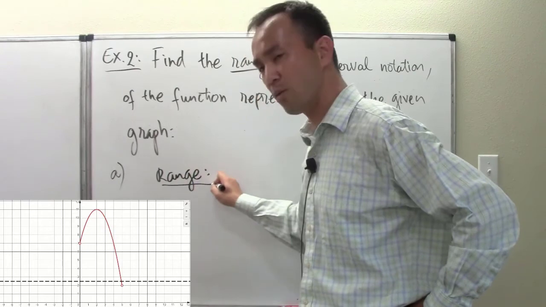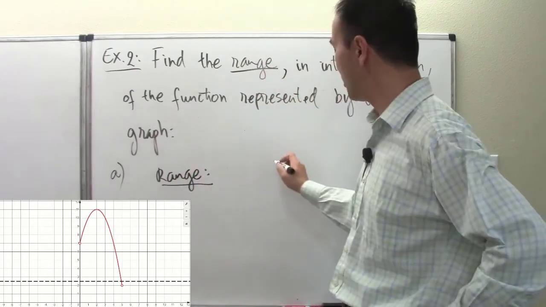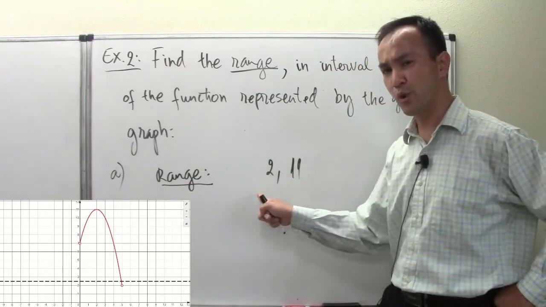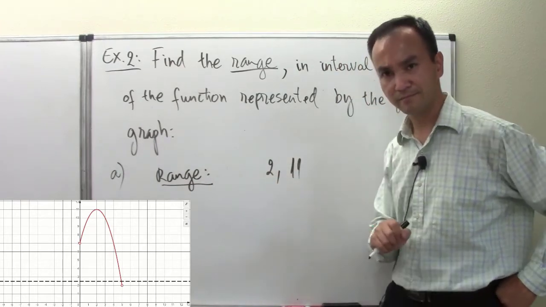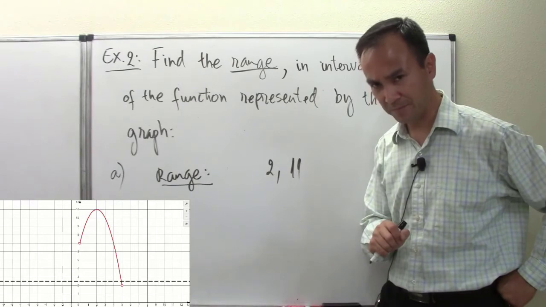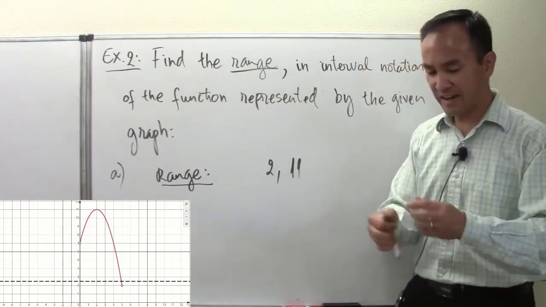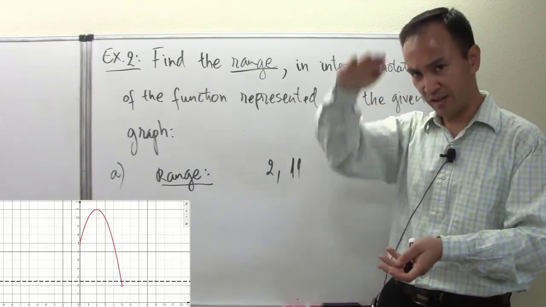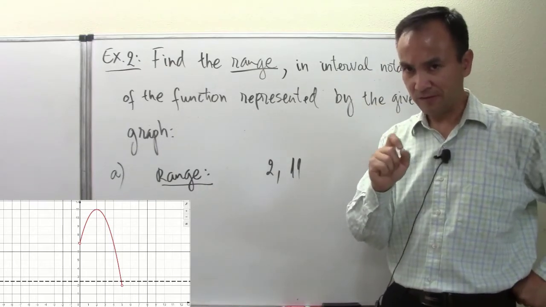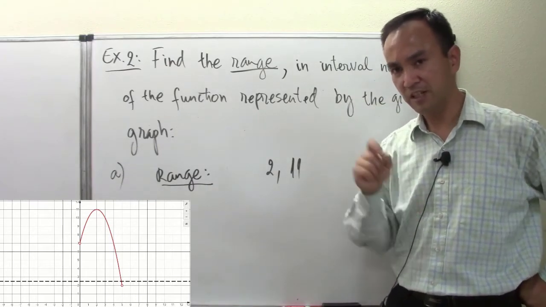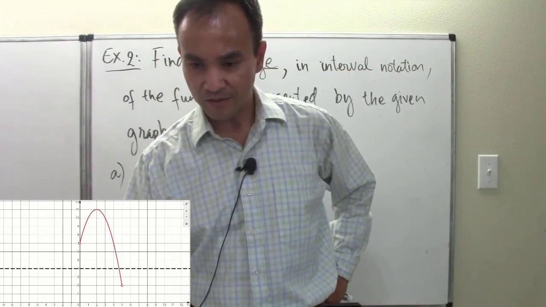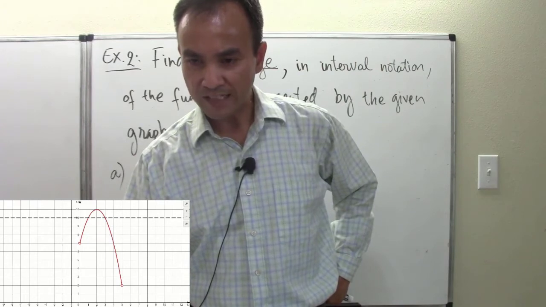At least what caught my attention here is anywhere from 2 to 11. Anywhere between 2 and 11. Okay, and keep in mind again, we're detecting vertical values that are possibly coming out from this function, with my horizontal line being dragged up and down right here.